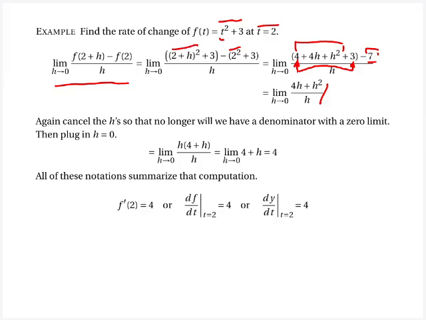So you cancel the h's. That is to say, you factor h out of the numerator. Please don't factor h just out of the 4h. You've got to factor h out of both of the terms in the numerator. Sometimes a person in a hurry will make that mistake. Factor h out of both terms, and then you cancel the h's, top and bottom, and you're left with a limit that no longer has h in the denominator.